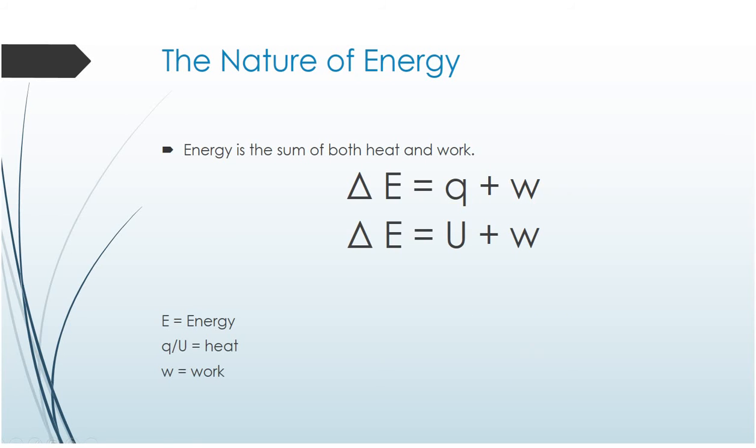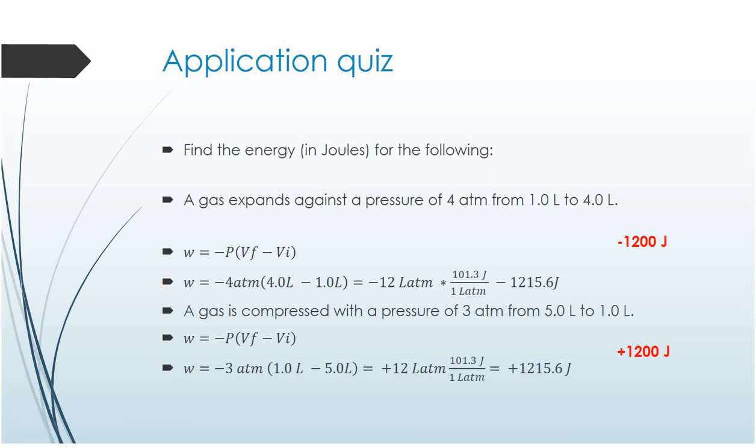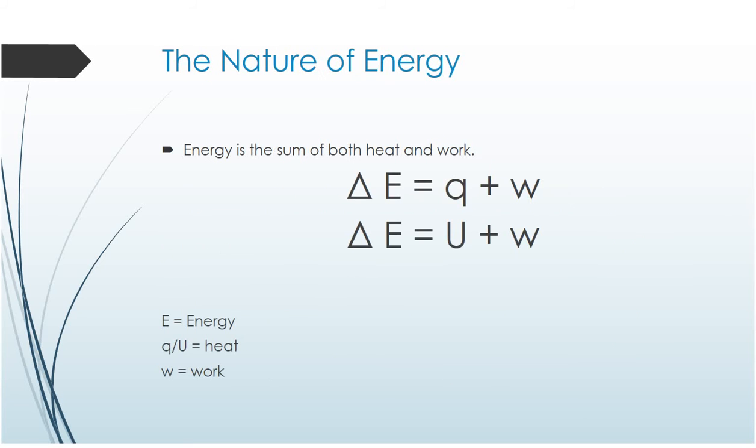So energy is the sum of both heat and work. This is how you find the work. Don't forget to go to joules or kilojoules if you need to. You can't use liter atmospheres. You want it to be in joules. Now, if energy is the sum of both heat and work, we know how to find work. We're going to use that equation and really just plug and chug away.